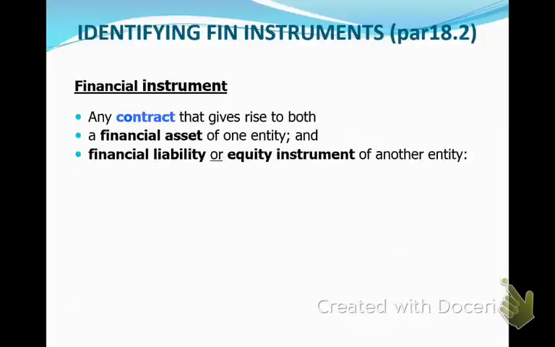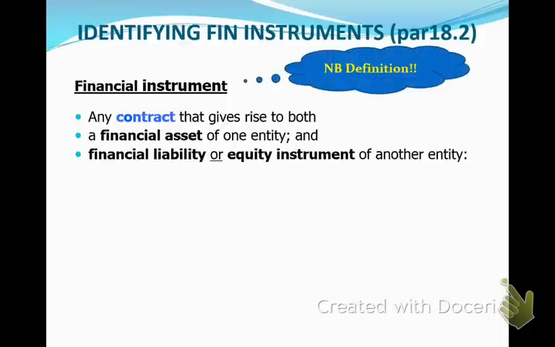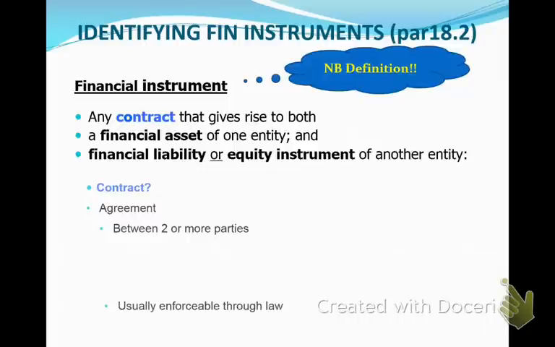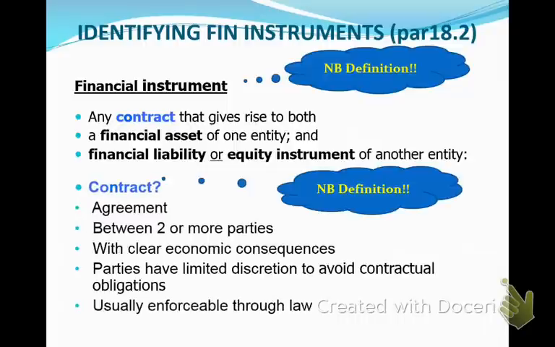Now, what is a financial instrument? It is any contract that gives rise to both a financial asset of one entity and a financial liability or an equity instrument of another entity. What's a contract? That's an agreement between two or more parties with clear economic consequences. The parties have limited discretion to avoid contractual obligations, and usually it is enforceable through law.